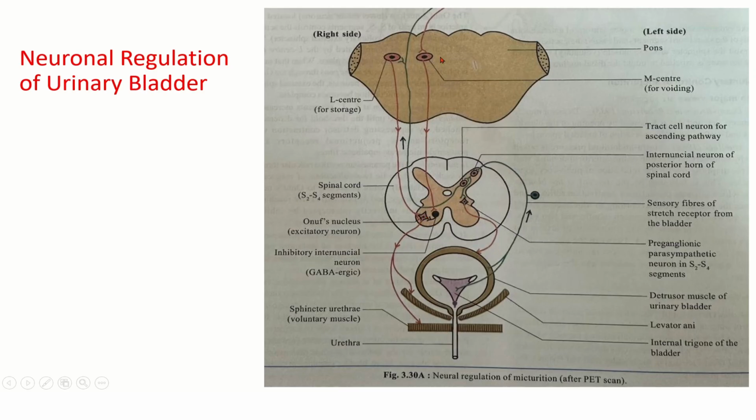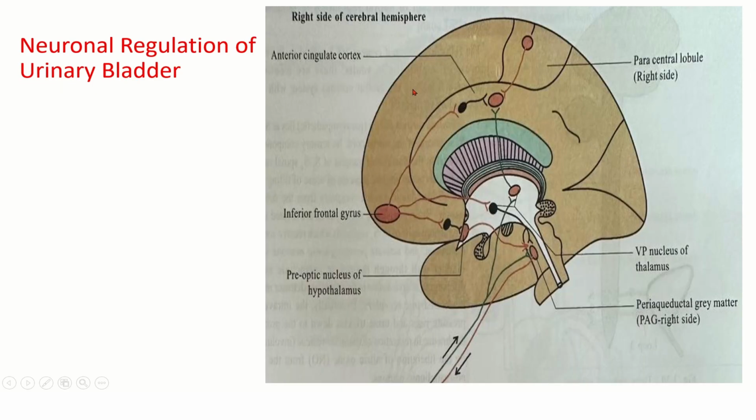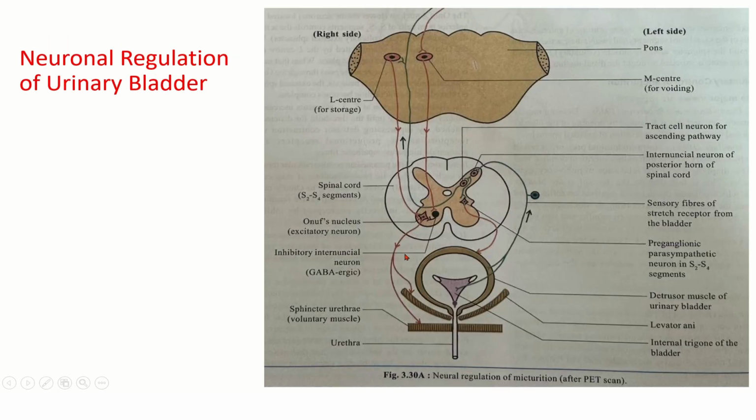And here you can see the M center, which is inhibiting this Onuf's nucleus, so that this will actually dilate for micturition. So there is the L center for storage, which is contracting the sphincter urethrae, and there is the M center for voiding, which will relax the sphincter urethrae. Okay, and this is the sacral micturition center. All these areas were active during the PET scan on the right side when micturition was taking place. This is how these areas were identified.